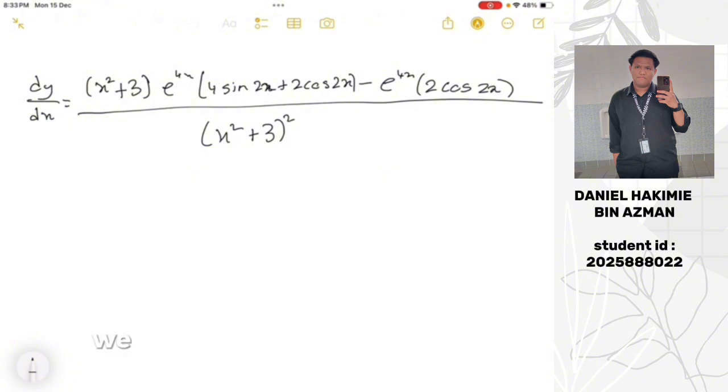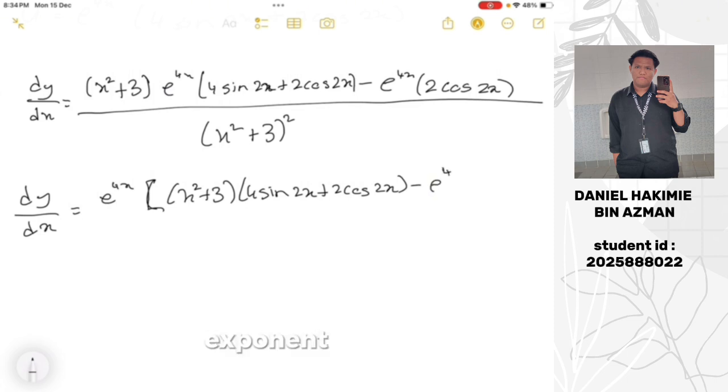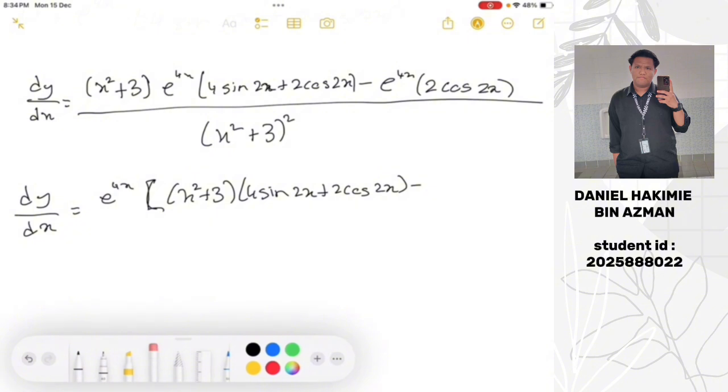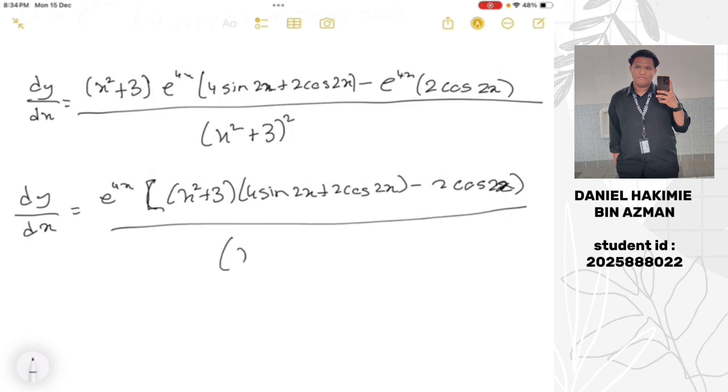Step 4, we can factorize the function. So we get dy/dx equals e^(4x) times [(x^2 + 3)(4 sin 2x + 2 cos 2x) minus 2x cos 2x] over (x^2 + 3)^2. I forgot to factorize that earlier. And this is the final answer I got. So that's all from me.